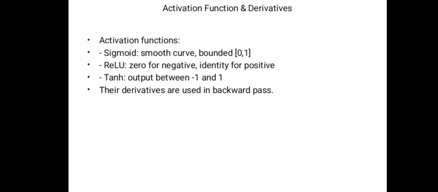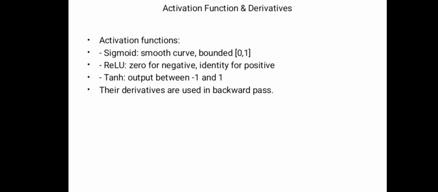Sigmoid. Sigmoid produces a smooth S-shaped curve. Output is between 0 and 1, often used in binary classification tasks. ReLU, rectified linear unit. Output is 0 for negative input and the same as the input for positive values. Very popular because it is fast and reduces the vanishing gradient.